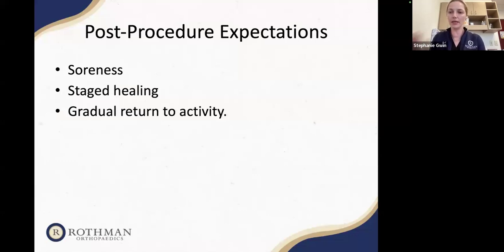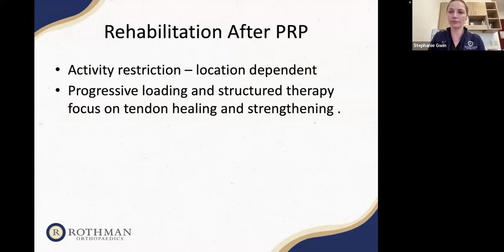The healing is not going to be a light switch. The goal is, after that initial inflammatory phase, when you calm down and get to your baseline level of pain, over the next few weeks you're going to see a gradual decrease in pain. And then I do restrict activity following the injection. So after PRP, we'll restrict activity.